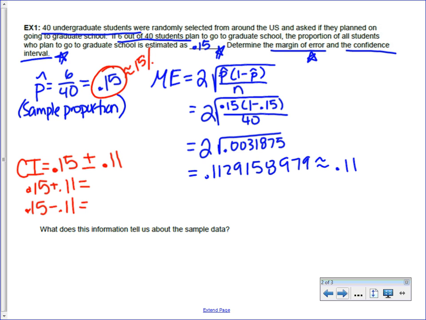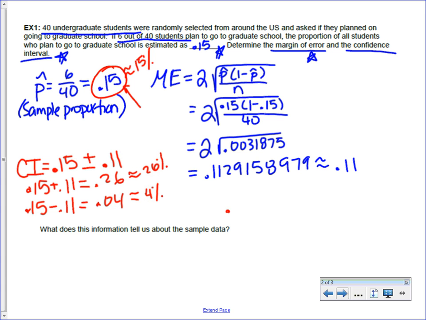When I do that, I get 0.26 and I get 0.04. So remember, we are writing them as proportions or decimals, but we can relate them to percentages, 26%, 4%. So that means that a more accurate representation of how many undergraduate students around the U.S. are going to plan on going to graduate school would be between 4% and 26%, rather than just 15%.